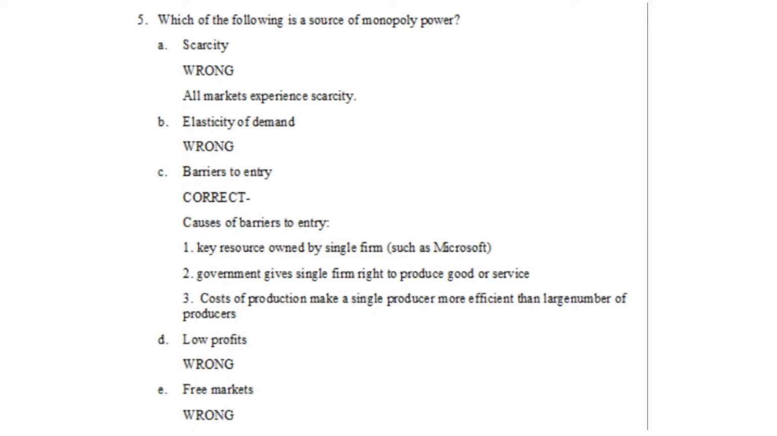That's what makes me a monopoly. Or three, the cost of production makes a single producer more efficient than a large number of producers. So these are the barriers to entry. What makes a monopoly? What is the source of monopoly power? And that's the barriers to entry. C is correct. The other answers are wrong.